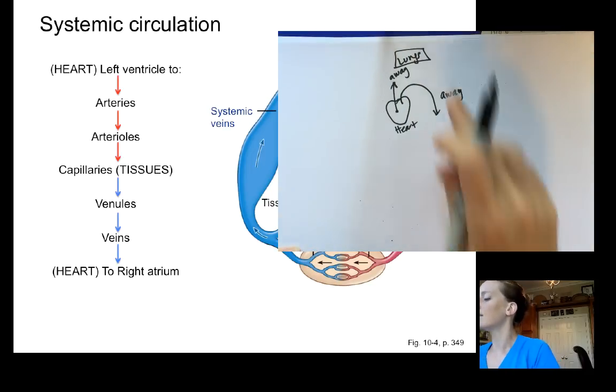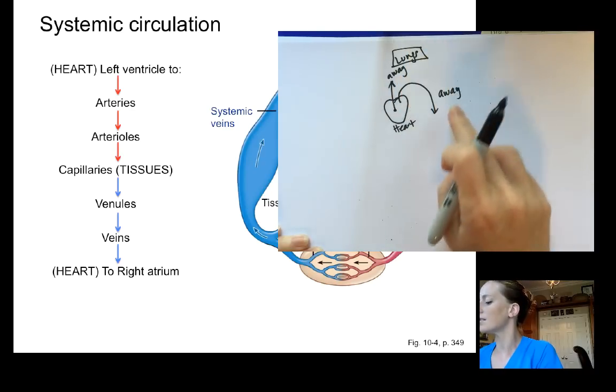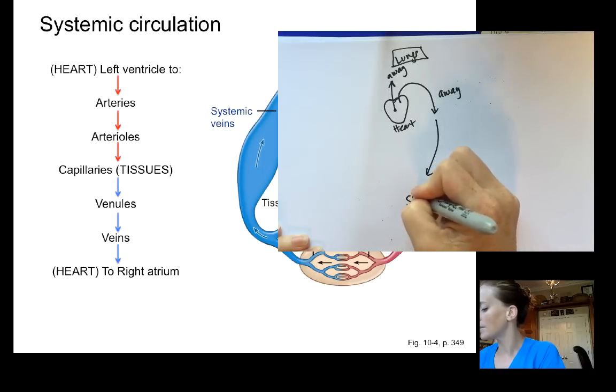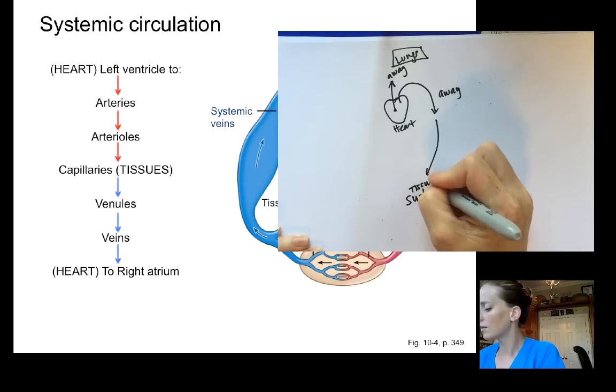So these are our pulmonary circuit, where blood gets pumped away from the heart to the lungs, and then our systemic circuit, where blood gets pumped to the body tissues.